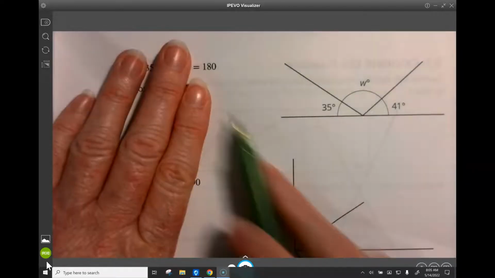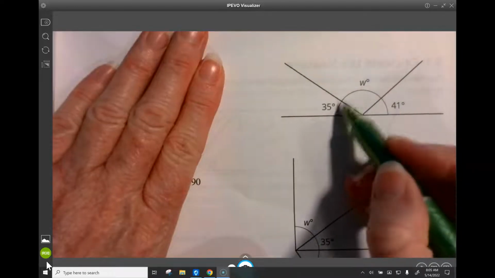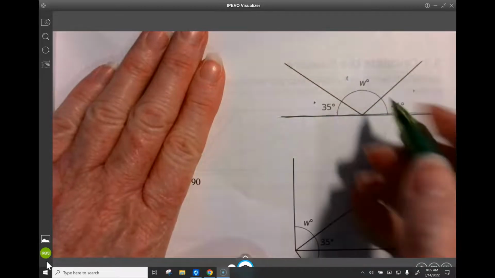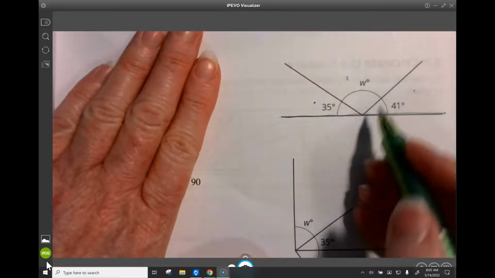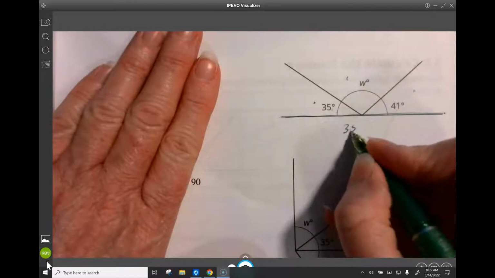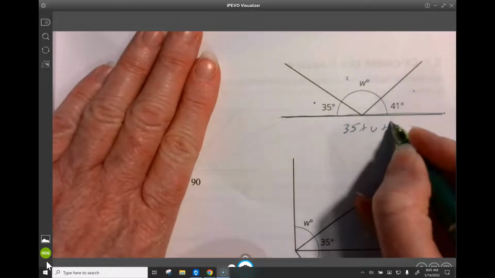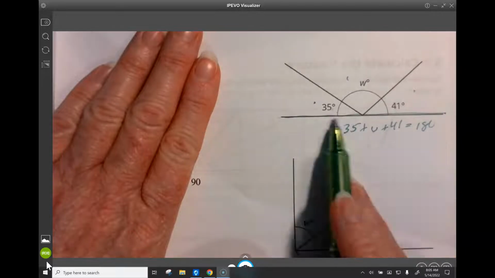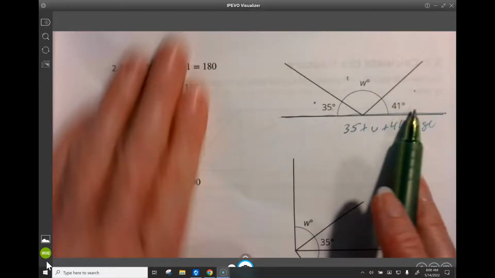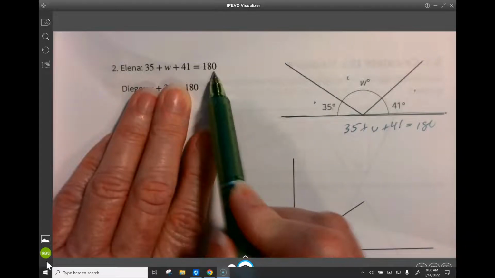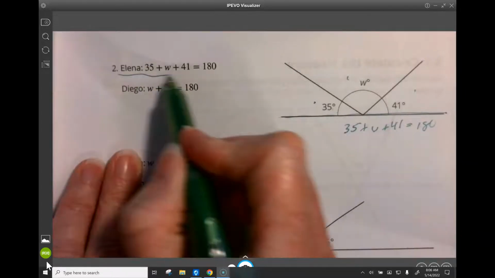Again, we don't even look at what they're saying until we do this. We have 3 angles. We know this is a straight angle, so we know that it equals 180. So what we can claim is these 3 angles added together. So we can say 35 plus W plus 41 is equal to 180. That's all we can say. There's no vertical angles. We can't say anything is congruent. So let's see. 35 plus W plus 41 is 180. Yep, agree with that one.